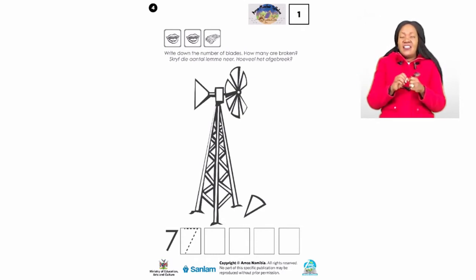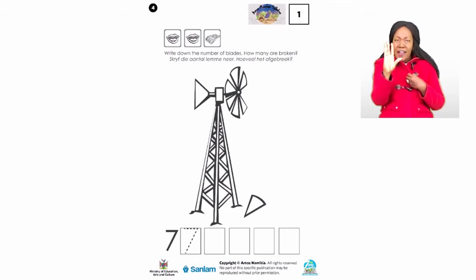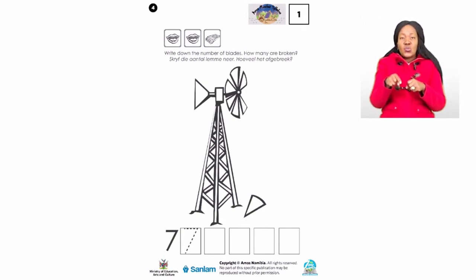Now we would like you to see if you are able to count how many blades are there on the windmill, including the one on the ground. Let's count together, starting from the top. How many do we have? We have 1, 2, 3, 4, 5, 6. And remember, there is 1 blade that fell onto the ground because it is broken. So, altogether, we have 7 blades.